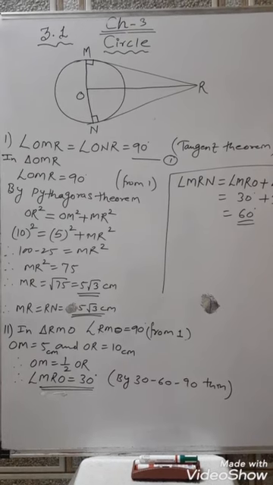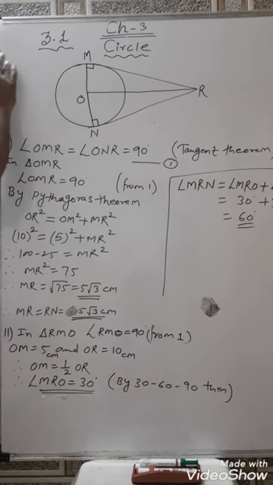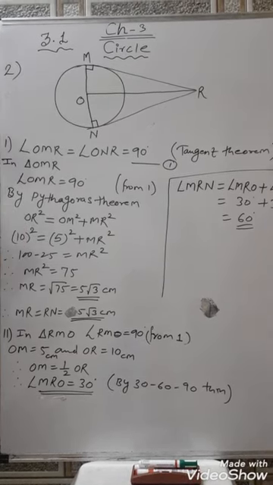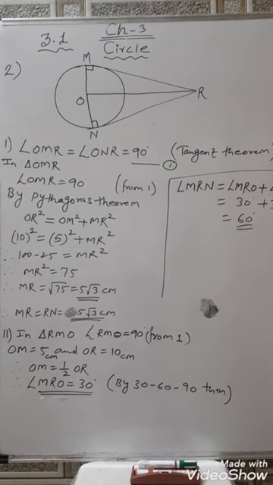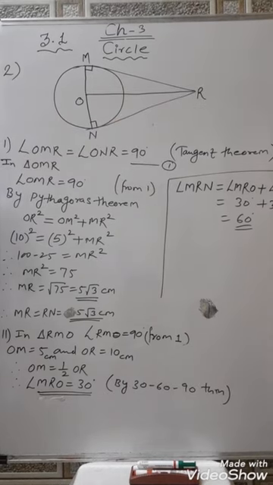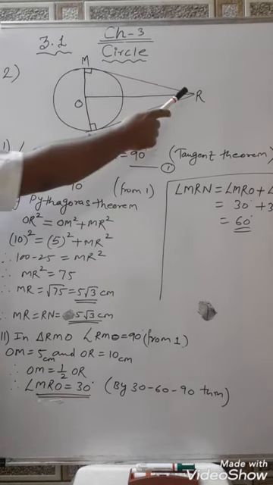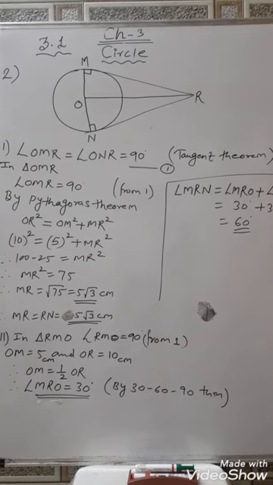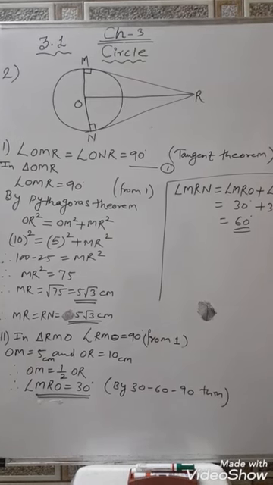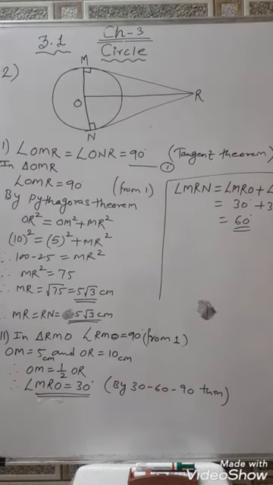Now the next one, the second question of exercise 3.1. According to the given figure, O is the center of the circle. From point R, segments RM and RN are tangents, touching the circle at M and N.